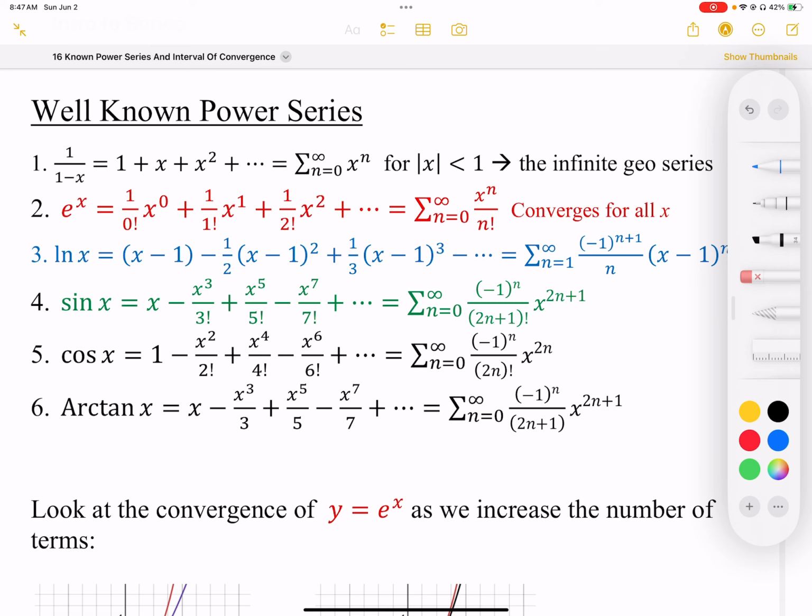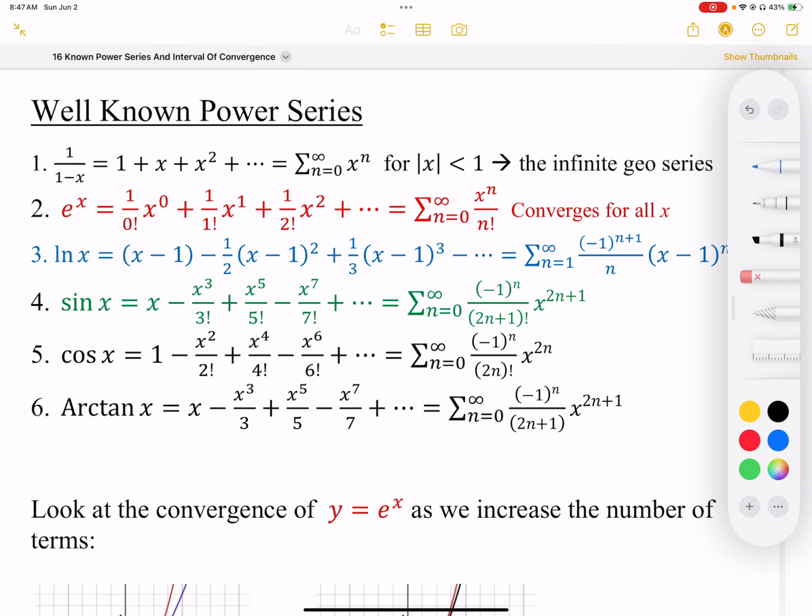Sine x and cos x are also very useful ones. They show up a lot. They're very common. One thing to note about the sine and cos is that sine is all the odd powers. So sine skips all the even ones. We just end up with odd powers. And just make a note that it has this factorial expression in the coefficient. It does converge, and it does converge for all real numbers.